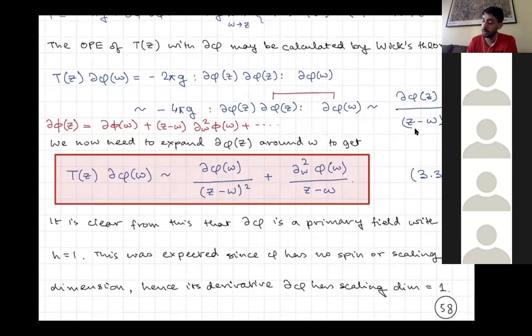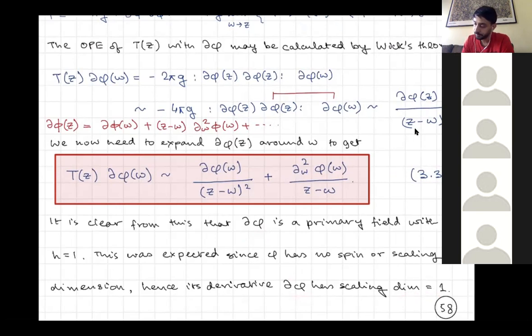So that you can just read off from the fact that S was integral d2 sigma del mu phi, and phi did not. So in 2 dimensions, the simple scalar phi will not have any scaling dimension. And if you're looking at del of phi, just for the fact that it has a del, it'll have a scaling dimension 1. So del phi is a primary field with weight h equal to 1.